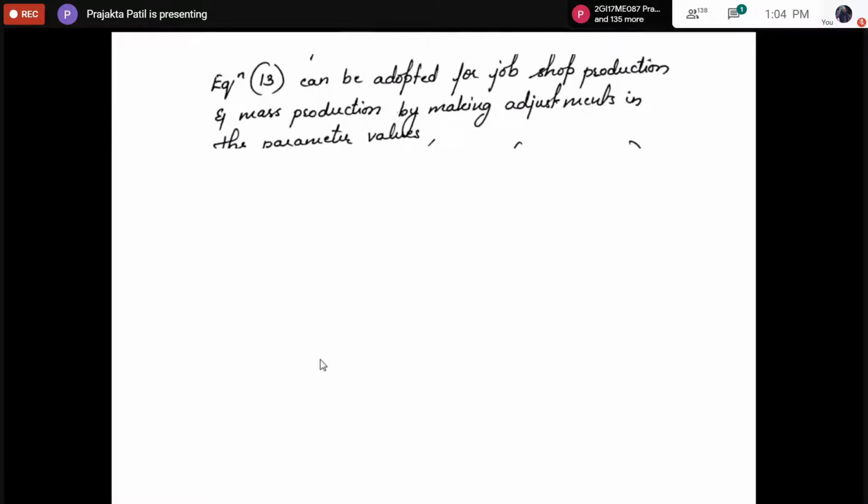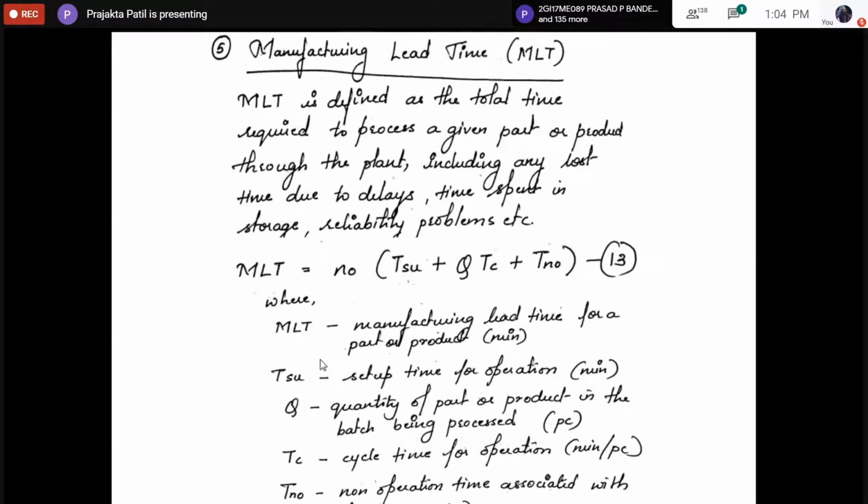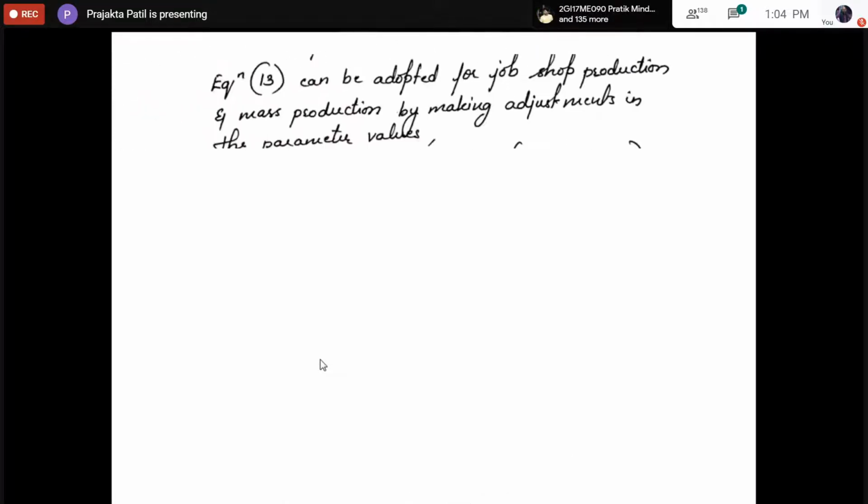So this equation that we have seen, that is the MLT equation, equation number 13. You can see here, it can be adapted for job shop production and mass production by making adjustments in the parameter values. Just as we calculated the production rate for the three types of production, the same is applicable for manufacturing lead time. We will be finding the manufacturing lead time for job shop, batch, and mass production.